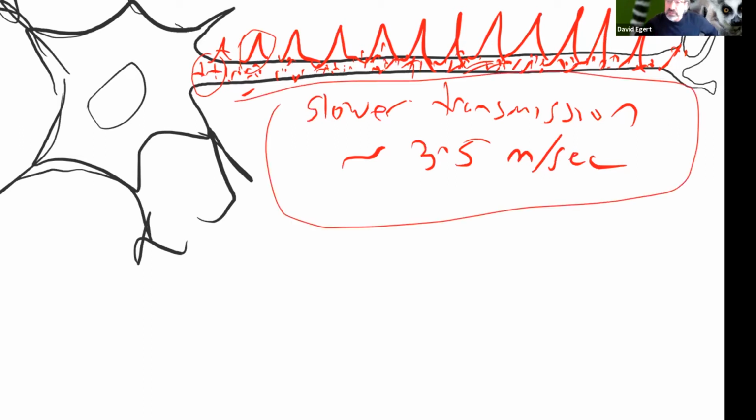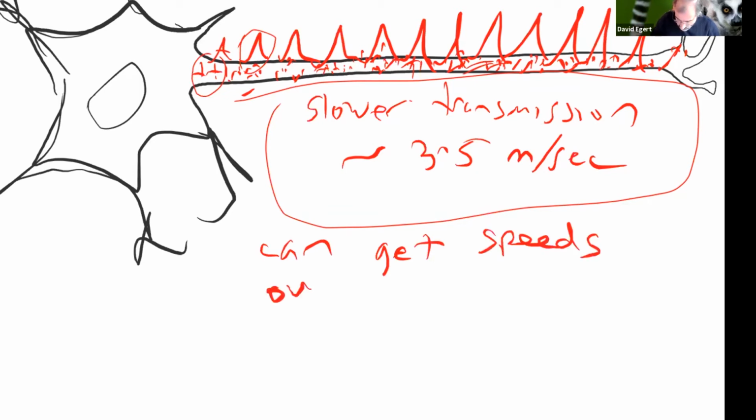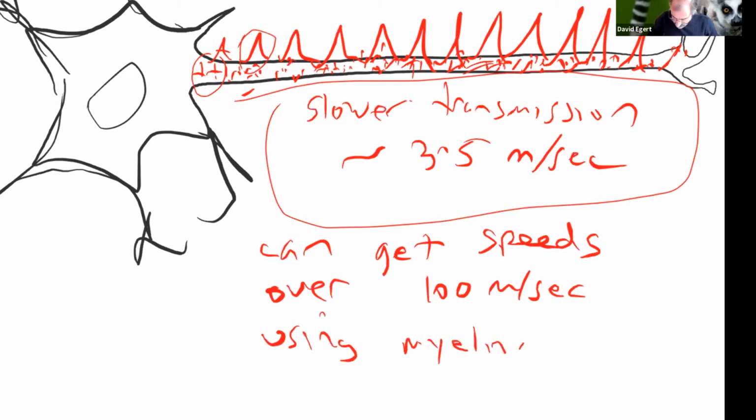For a lot of stuff, this is good enough. There are a lot of signals that you don't have to have super fast, in which case sending messages 3 to 5 meters per second is totally cool. But for a lot of sensory and skeletal muscle stuff, you want to send messages much faster. You can get speeds over 100 meters per second using myelinated axons.